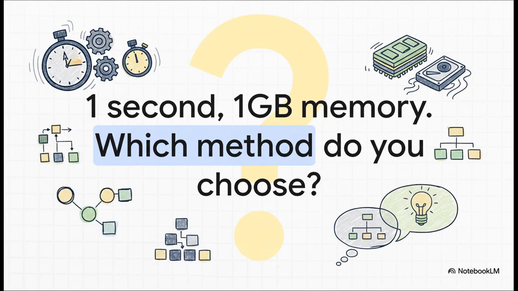So I'm going to leave you with this final thought. It's never just about finding the best algorithm in a vacuum. It's always about finding the best algorithm for a specific set of constraints. So, given these limits, 1 second of processing time and 1 gigabyte of memory, how would the size of your list of numbers change which method you choose? Thinking through that, well, that's the real heart of algorithmic problem solving.